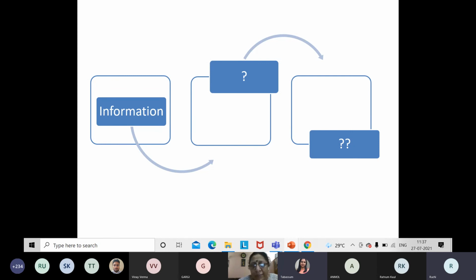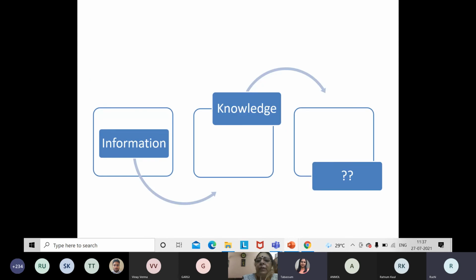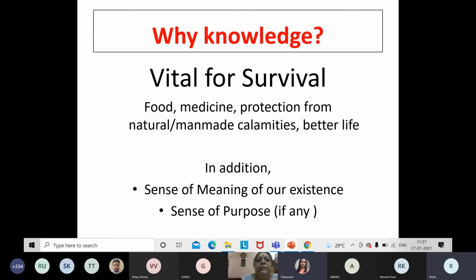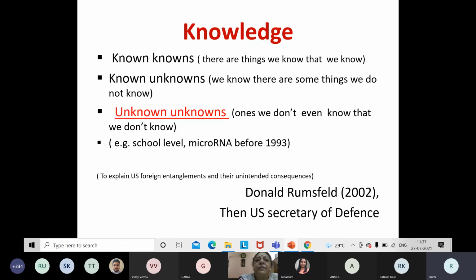Since information is an integral part of the term bioinformatics, I was just trying to emphasize the word information, what exactly we mean by information. Next, please. And why do we need information? We need information for knowledge, because information is the precursor of knowledge.